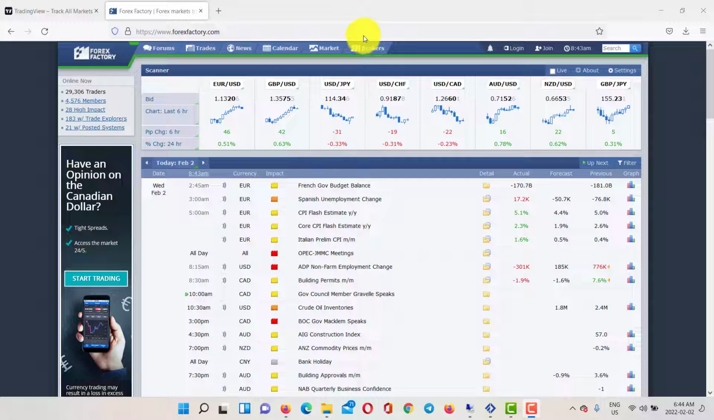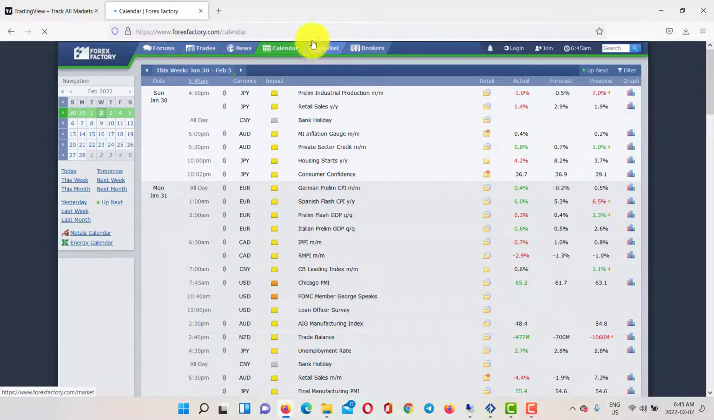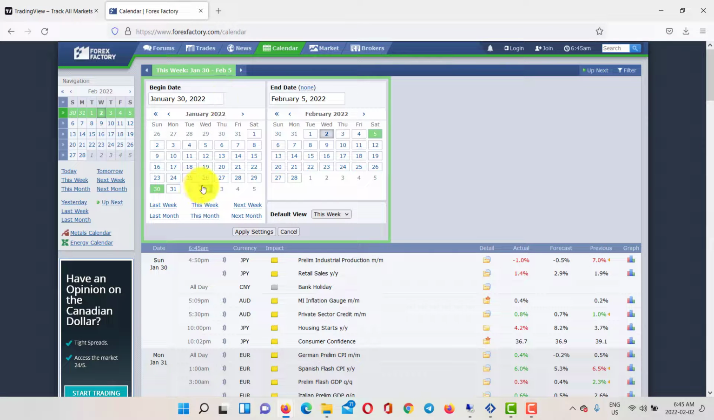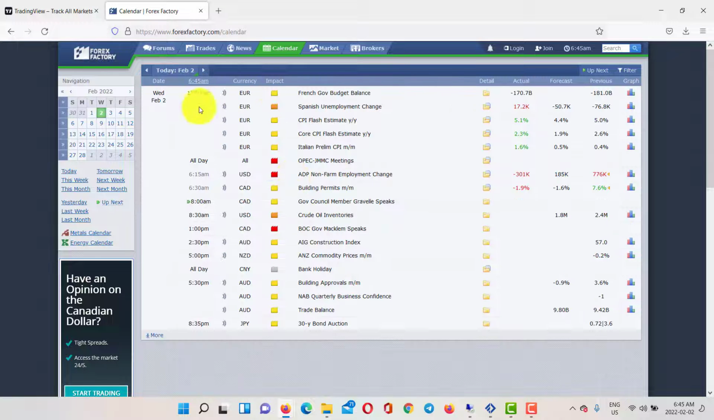So before that, we're going to take a look at the calendar to see if there's any upcoming news. There are tons of them, guys, but I just want to see their time exactly. So as you can see, 6:45 right now, 8 a.m. CAT, crude oil inventories in 30 minutes, not in 30 minutes, sorry, almost 1.5 hours.